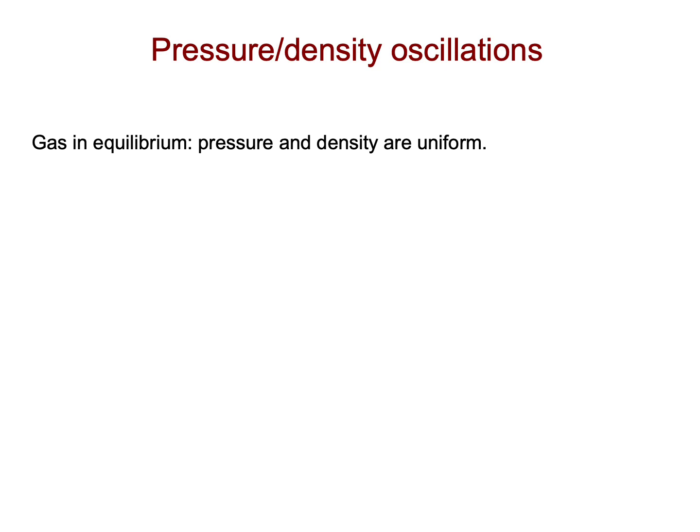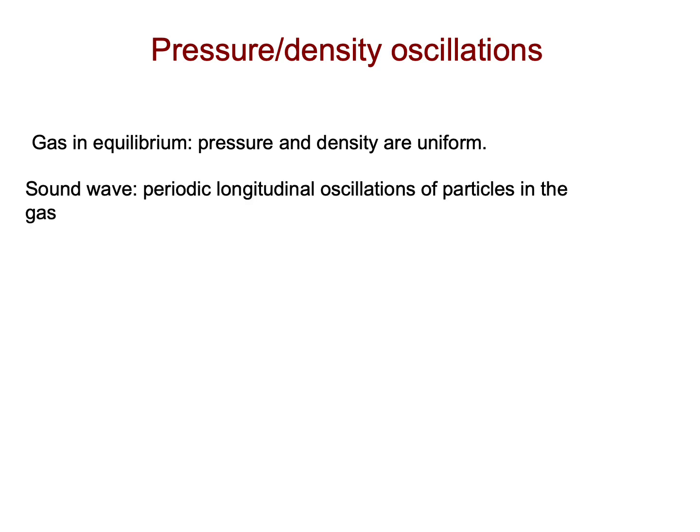Another example we can look at are pressure and density oscillations, in other words, sound. So in the following slides, we are going to go through and try to understand the speed of sound. Now, before we do, we need to understand pressure and density oscillations. So when we have gas at equilibrium, the pressure and density of that gas are uniform. A sound wave, as you recall, is a periodic longitudinal oscillation of the particles in the gas.